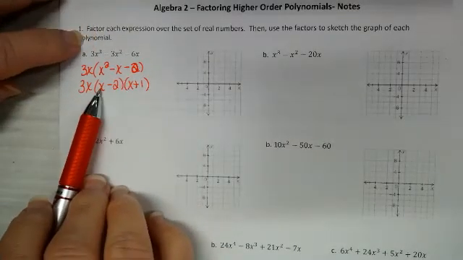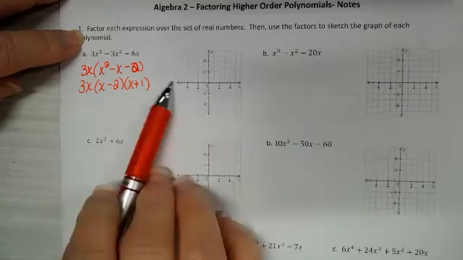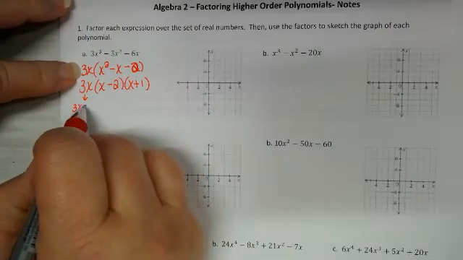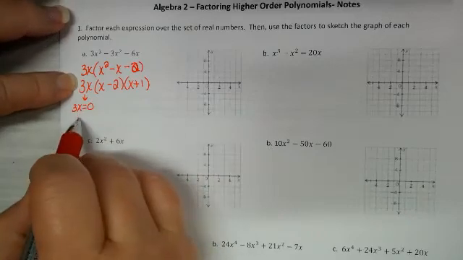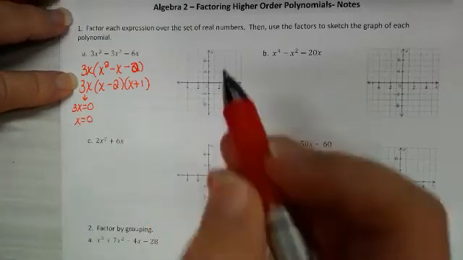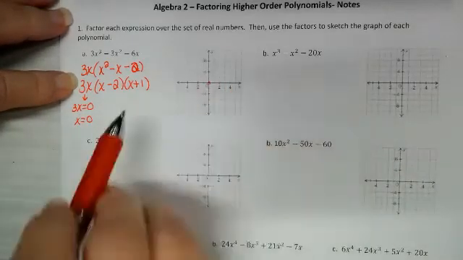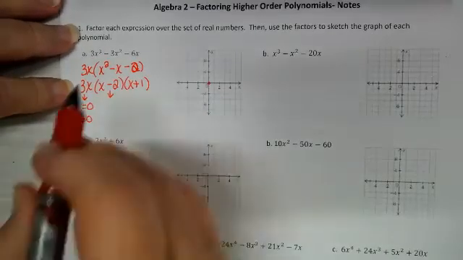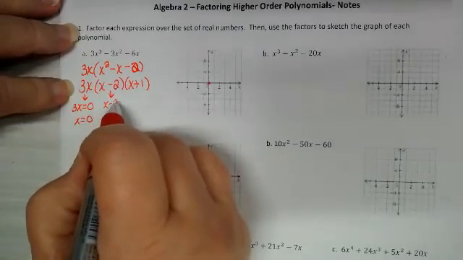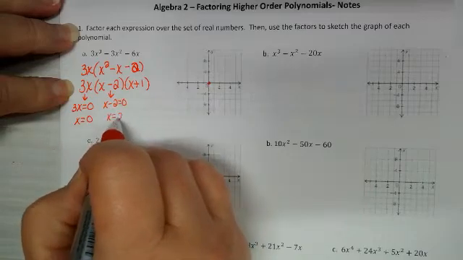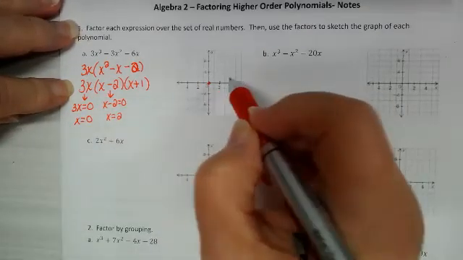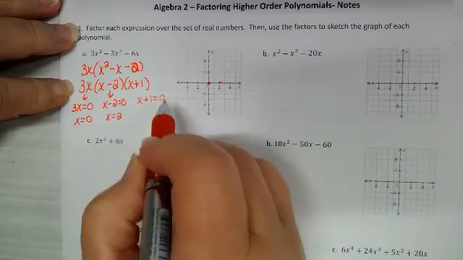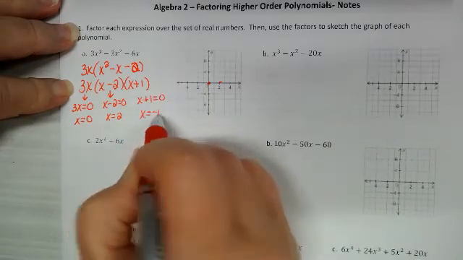Now we're going to use those to find the zeros, and that's going to help us with our graph. First of all, we find out what makes 3x equal 0. Divide both sides by 3, and you get 0. What makes x minus 2 equal 0? Well, that would be 2. So I'm going to put a point at x equals 2. And what makes x plus 1 equal to 0? That would be -1.